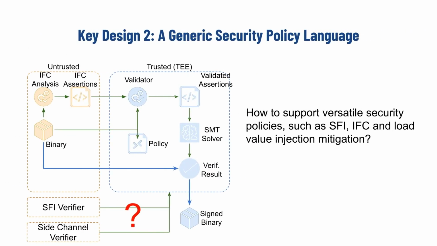But what about other security policies? We don't want to build a new validator for every policy. This brings us to our second key design innovation, a generic policy agnostic assertion language. This language allows us to express a wide range of security policies, from software fault isolation to side channel mitigations, without having to change the core validator itself.